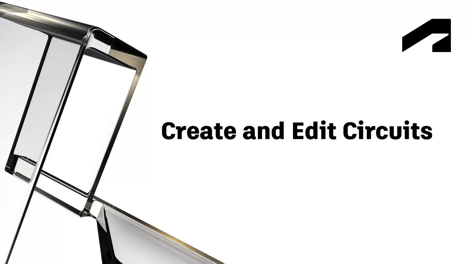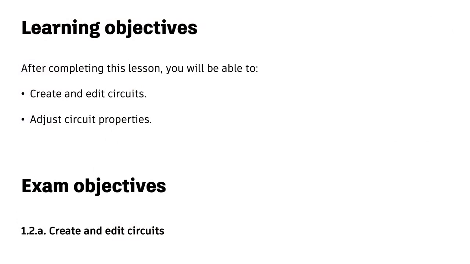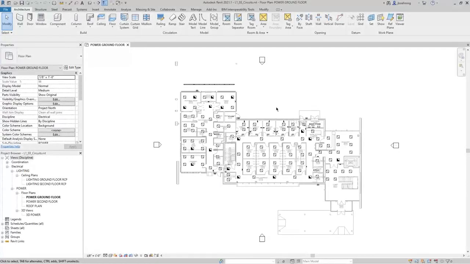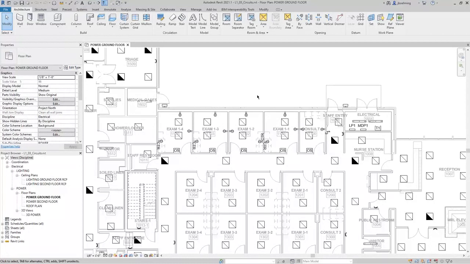In this lesson, we will cover creating and editing circuits and adjusting circuit properties. In this model, lighting fixtures have been placed along with some of the electrical devices. At this point, you can begin creating circuits. You can create circuits for power systems along with some low voltage systems, such as data, telephone, and fire alarm.